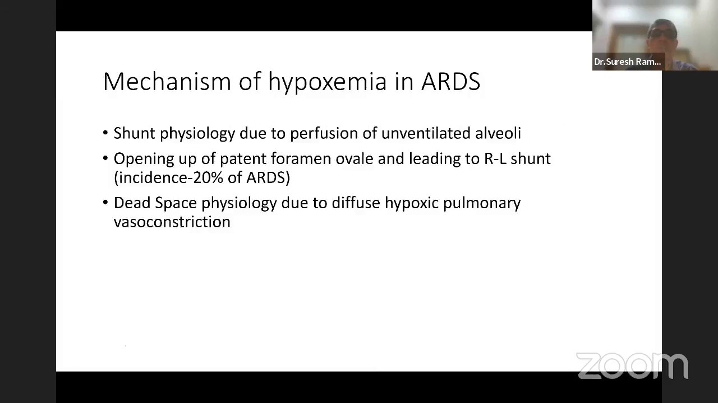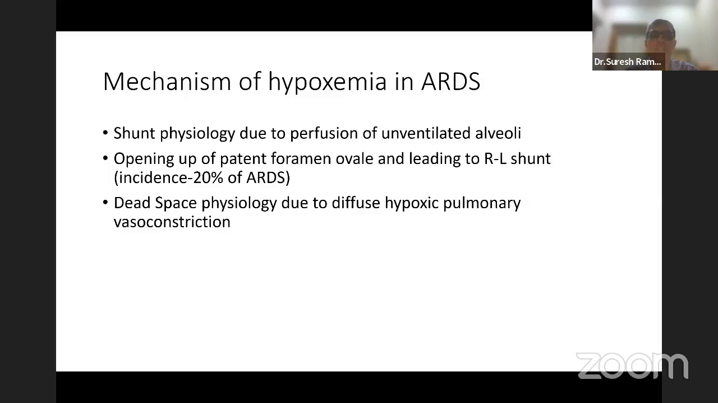All right, so with this preamble, and to understand that the main mechanism of physiology, the pathology, is basically diffuse alveolar damage, which is heterogeneous in nature, causing a flooding of the alveoli first by fluids and then by inflammatory cells, which is what is responsible for hypoxemia. As a result you have shunt physiology due to perfusion of the unventilated alveoli. So the only way to improve oxygenation would be to get more alveoli to be ventilated. And we'll talk about it.